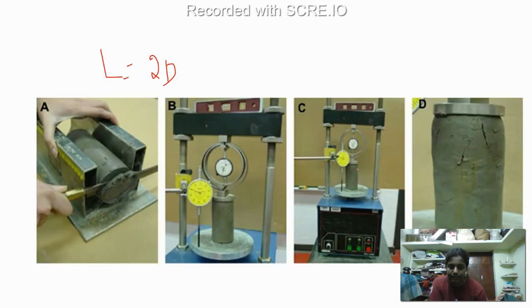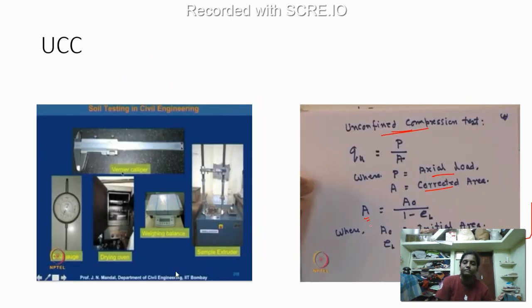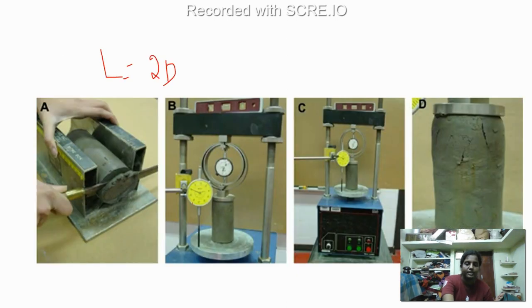So the length of the sample will keep on changing. The length of the sample is not constant, so we will be doing a correction for that. That is called the corrected area, which is A naught divided by 1 minus epsilon. 1 minus epsilon we will be able to get from the gauge strain. Okay, what is the strain?